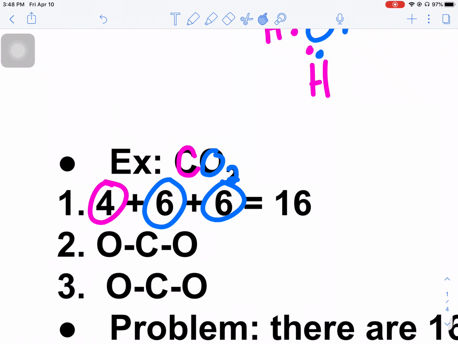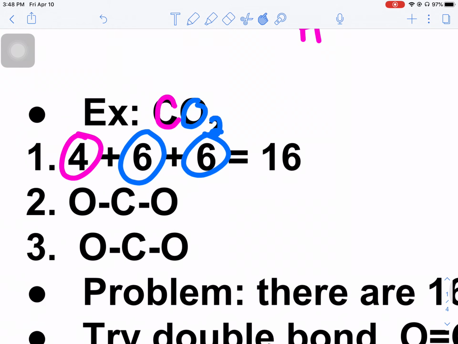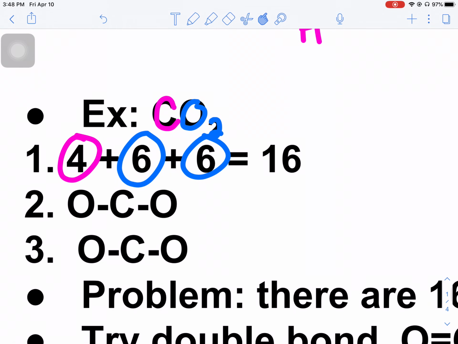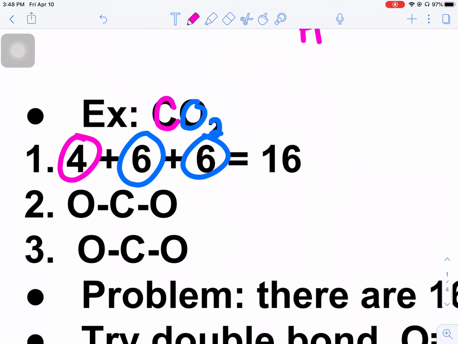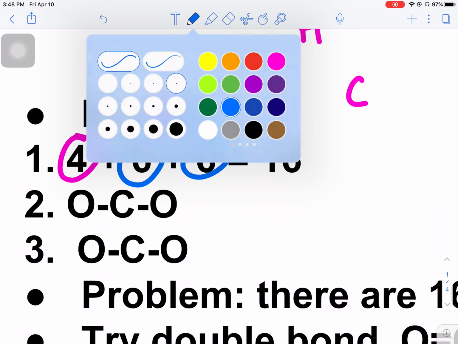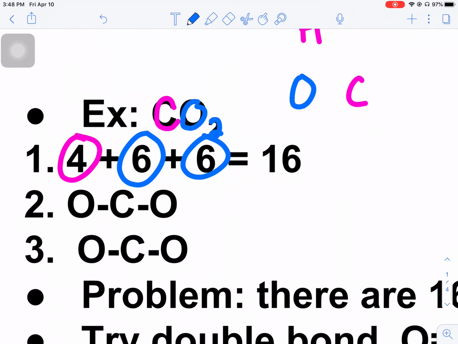You could try to do this with single bonds, and you've got to start someplace. But remember, oxygen likes to form 2 bonds, carbon likes to form 4 bonds. I know my structures don't look very good over here, and that's because the formatting was kind of messed up. But I know for this particular molecule that carbon is going to be in the middle, and the oxygens are going to flank it on either side.